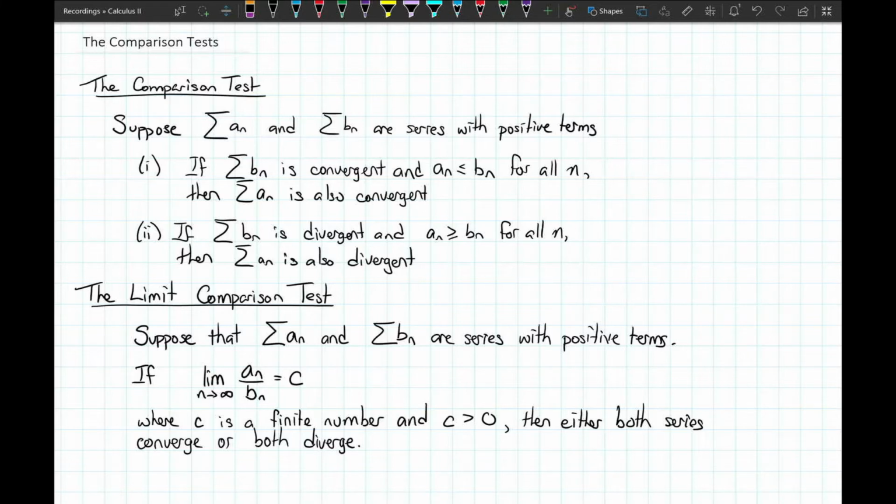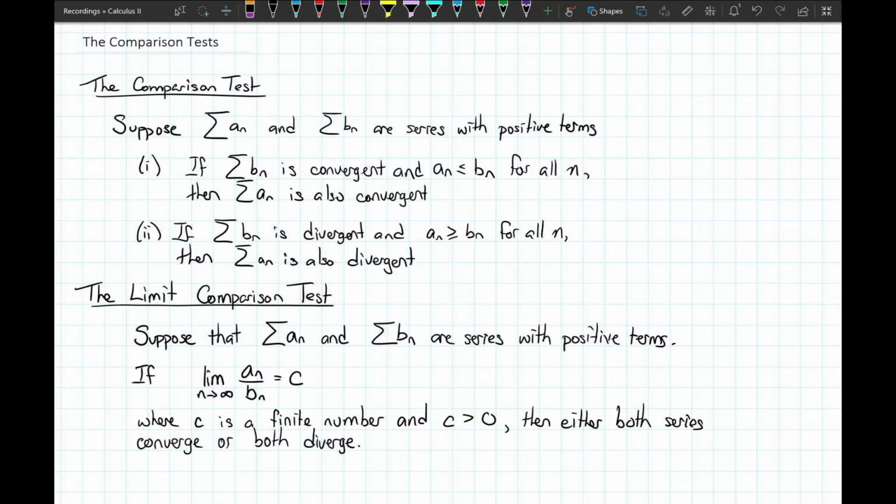Both of these series need to have positive terms though. Now the first conclusion that we can make is if the series b_n is convergent, and every term in our other series a_n is smaller, or a_n is less than or equal to b_n, then the smaller series is also convergent. And hopefully that makes sense. Convergent would definitely imply that we have a finite sum, and being smaller than a finite sum means that our sum is also finite.